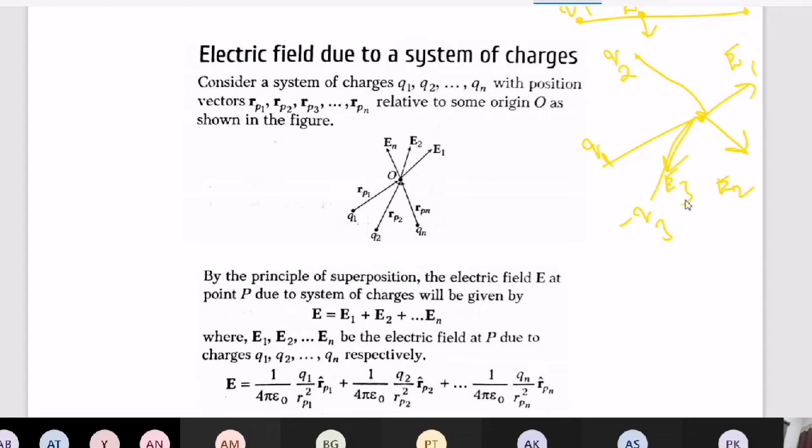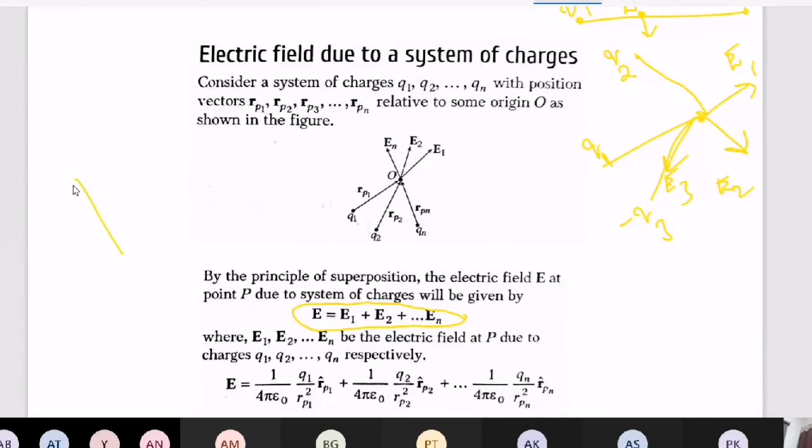But all the fields are not in the same direction. If they are in the same direction, you can add them according to vector addition. If two vectors are in opposite direction, the resultant is A minus B or B minus A. But here the vectors are not in the same direction. Then what do you have to do? You have to go for the resultant. So the resultant electric field due to a system of charges is the vector sum. So there are three charges, meaning three fields.